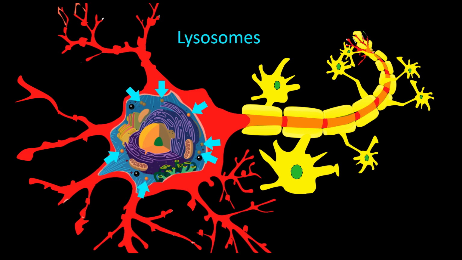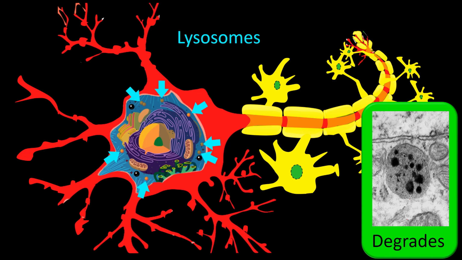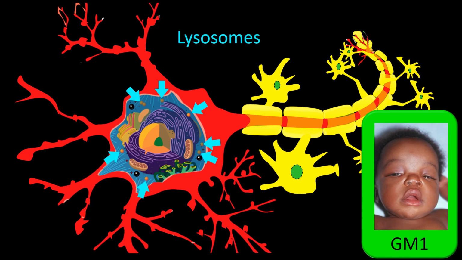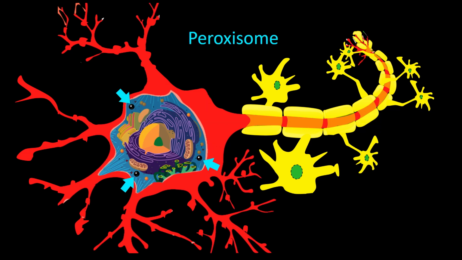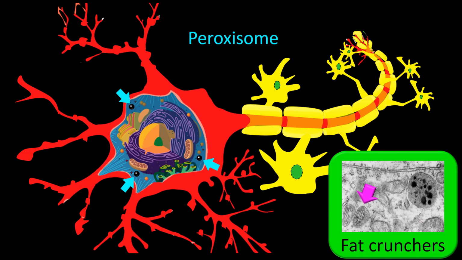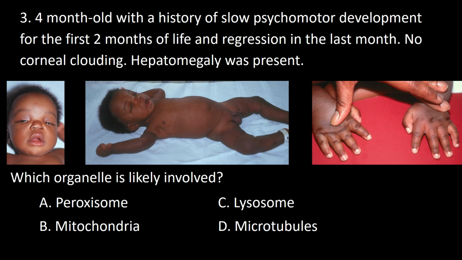We also find lysosomes. Their function is to degrade complex structures, including glycosaminoglycans, formerly known as mucopolysaccharides, sulfatides, gangliosides, and sphingomyelin. Lysosome disorders produce GM1 gangliosidosis. Another cytoplasmic organelle are peroxisomes. These organelles are in charge of catabolizing multiple substances, including very long-chain fatty acids. The answer to this question is C.